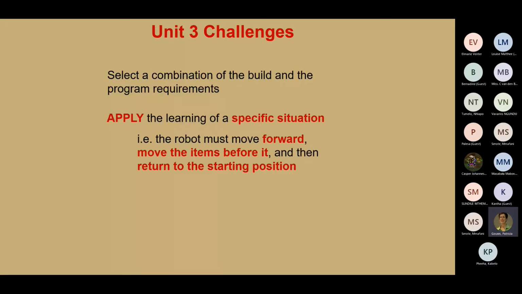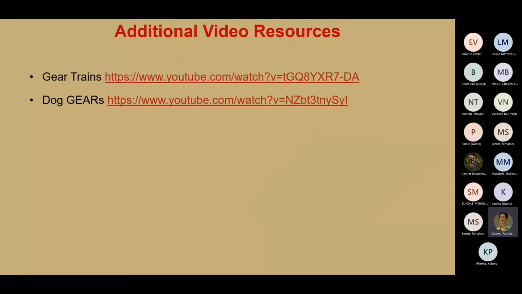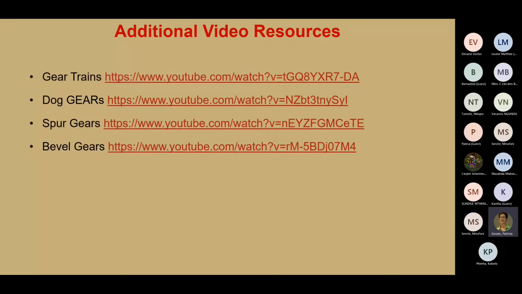A good thing also is to make the robot move forward, move the items, and then come back. You can start with any items, but have a diverse collection of items that you can test before you even start. All right, and then try with additional items to see how efficient it is. Can the arm maybe do from a tin of condensed milk to, I don't know, tissue, and see whether it actually works.